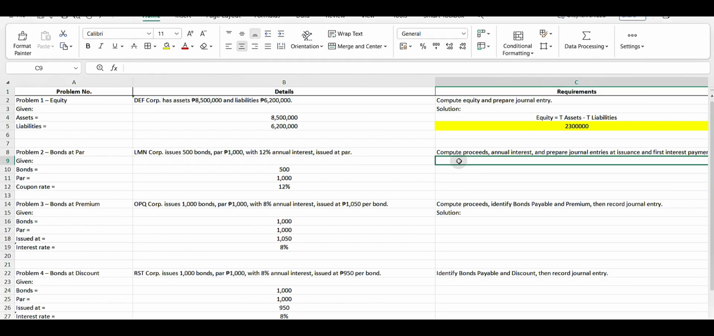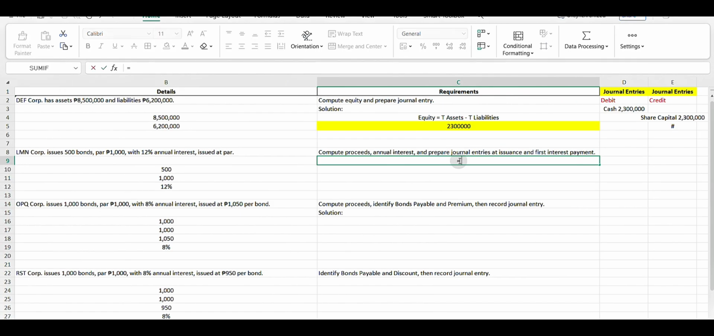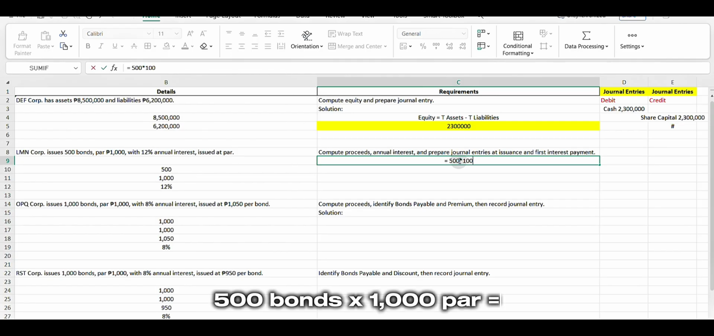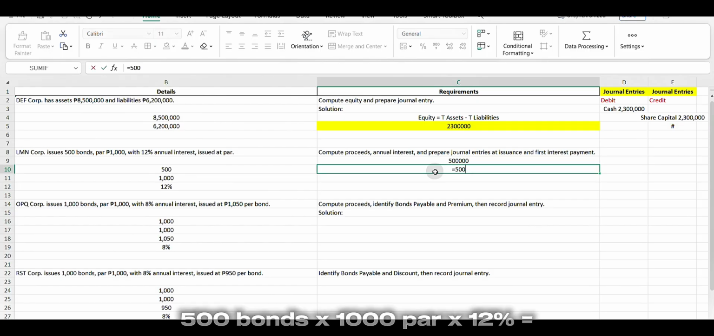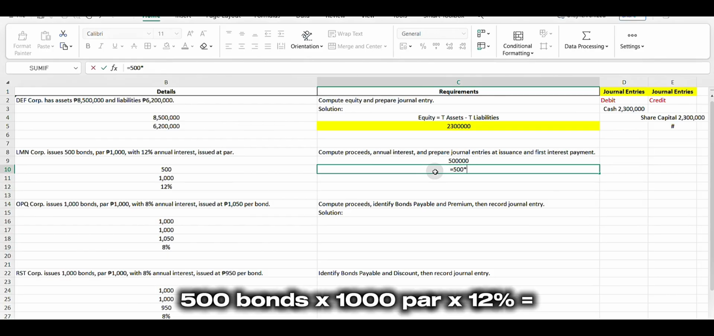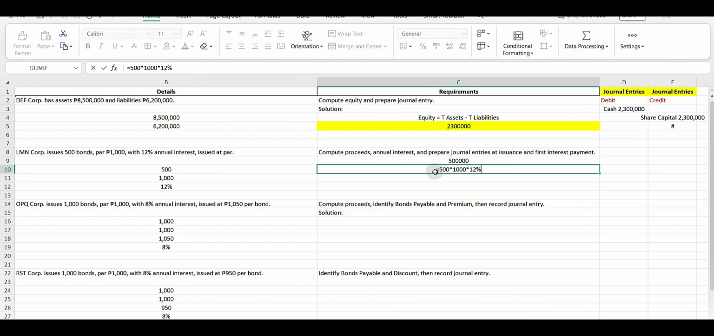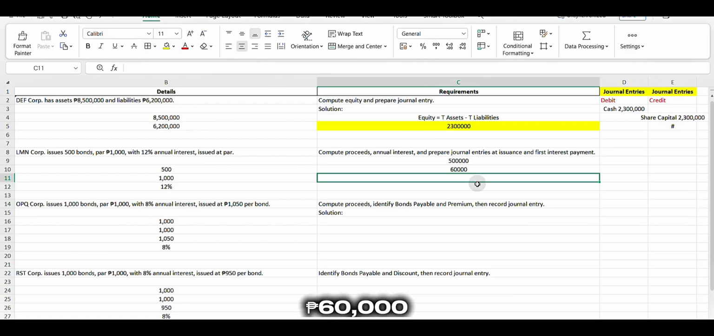Now, to get the proceeds, once again, we just need to multiply the number of bonds, that is 500, by, of course, the par value, and that is 1,000 pesos. So the total proceeds is 500,000 pesos. Now, to get the annual interest, remember the number of bonds, which is 500, multiplied by the par value 1,000 pesos and multiplied again by the interest rate, and that is 12%. So the total is 60,000 pesos.